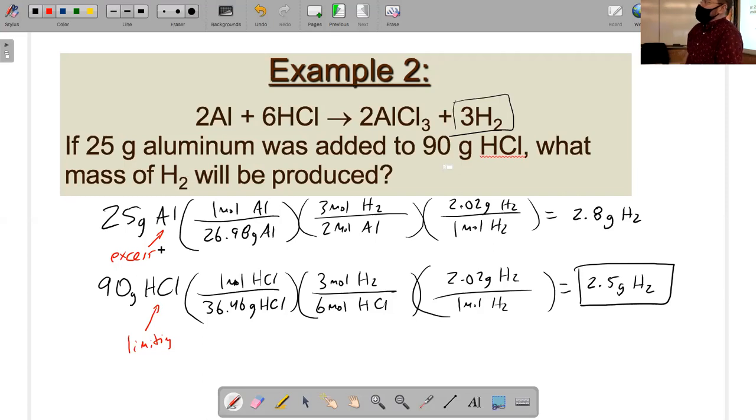So you can't just look at it and say, well, I got less mass of aluminum, of course that runs out first. That's not true. In fact, in this equation, with those quantities, you run out of hydrochloric acid first because you actually need 3 times as many HCl's as aluminum to make the reaction go, and HCl has a higher mass than aluminum does.